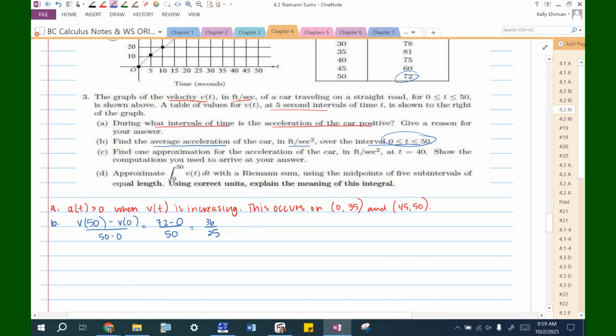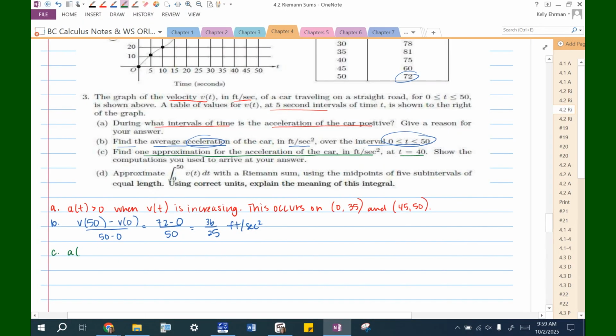And what would the label be on this? So this is an acceleration, remember? So you just did change in velocity over change in time. So that is feet per second squared. Find it. It didn't ask me to explain. Okay, part C. Find one approximation for the acceleration of the car at t equals 40. Show the computations.